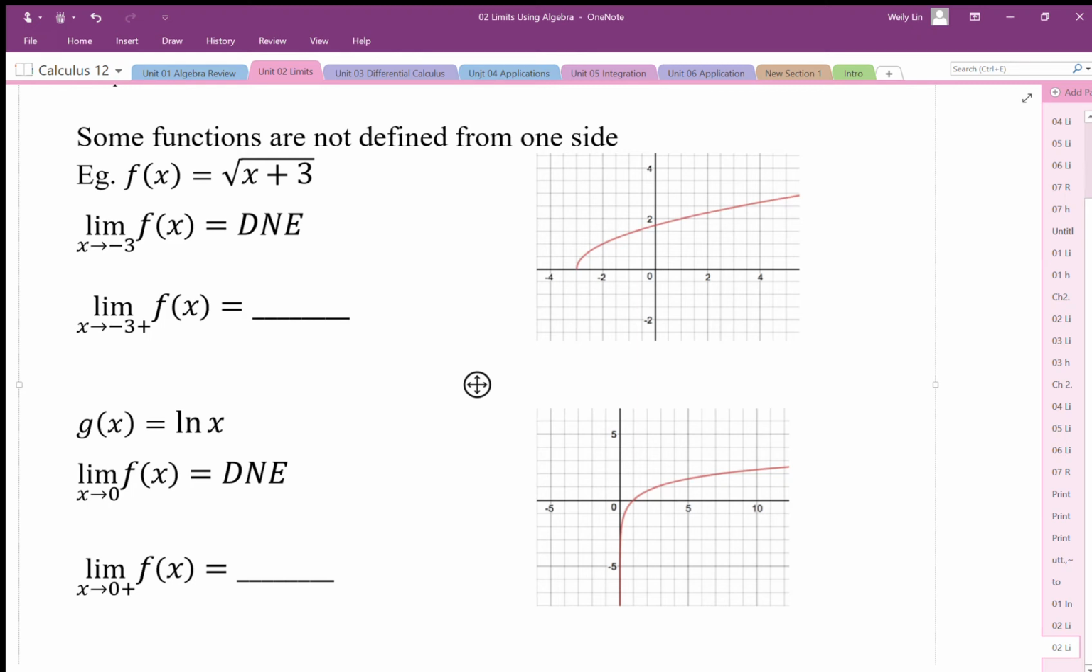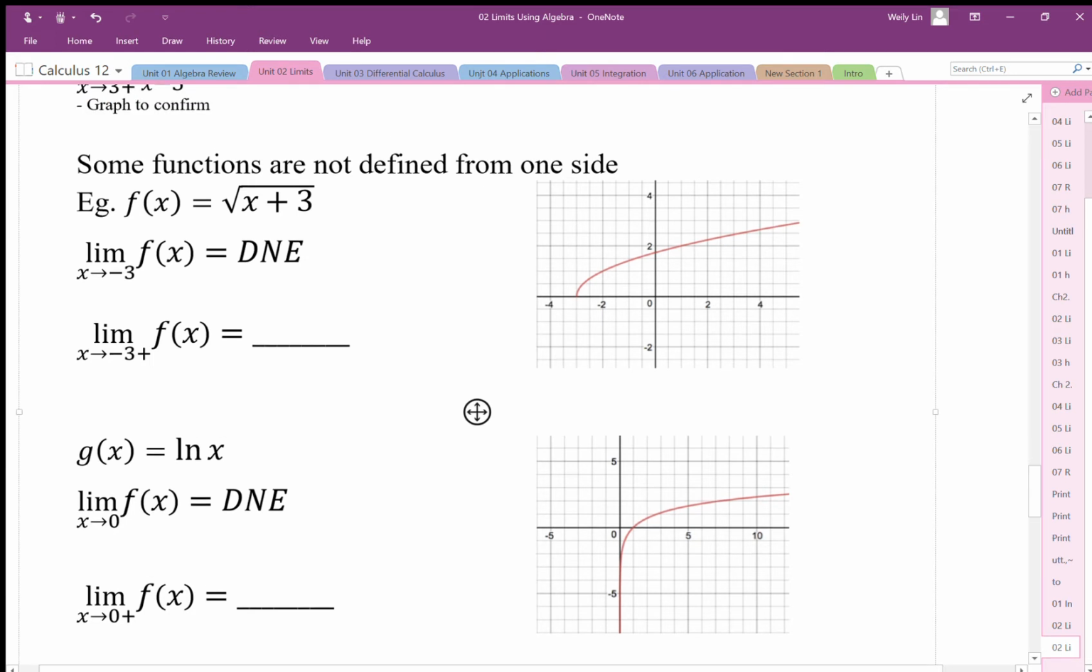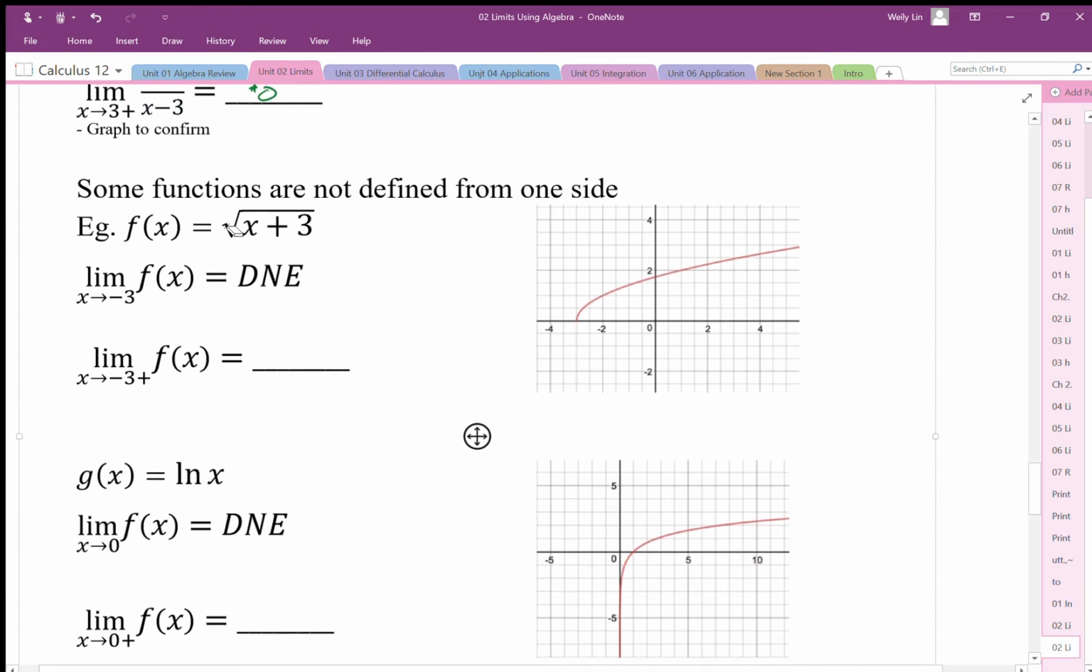So the other thing that we have to use one-sided limits for is when the graphs are not defined from one side. So if we take a look at the square root of x plus 3, the square root of x plus 3 is this graph here. So the center is at -3. And we cannot approach the -3 value from this side because there's no graph on this side.